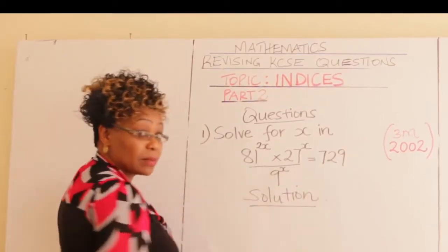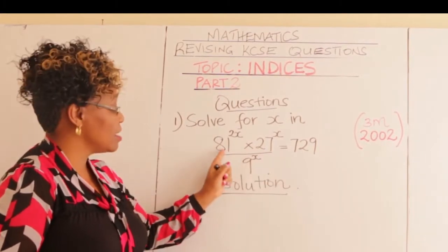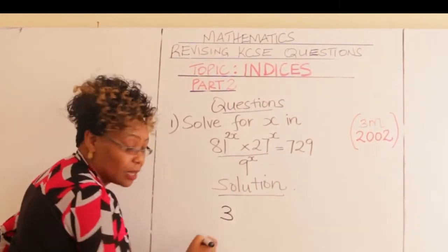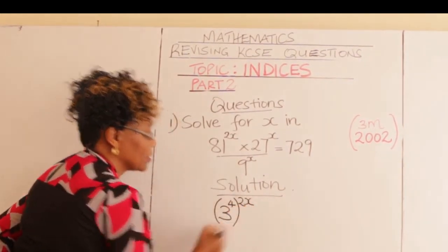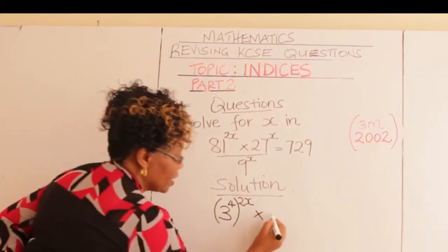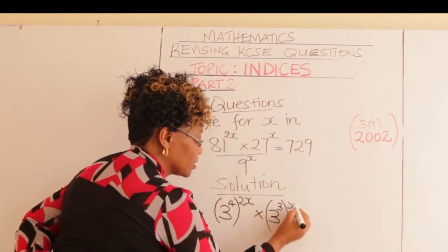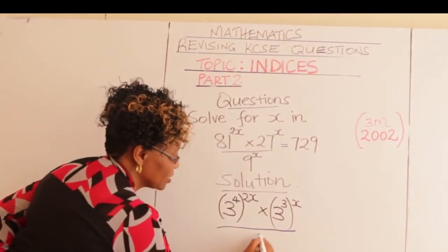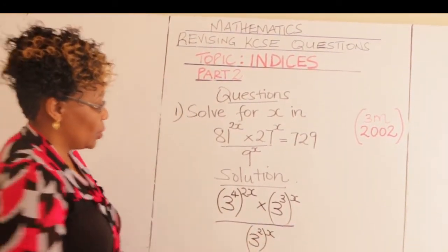Solution. Express all these 4 terms using a common base. Which is the common base? 3. So 81 is 3 raised to what? To 4. Then it is raised to 2x. Times 27, which is 3 raised to 3, then raised to x. Divide by 9, which to base 3 is 3 squared, and it is also raised to x. Good. We go to the other side.